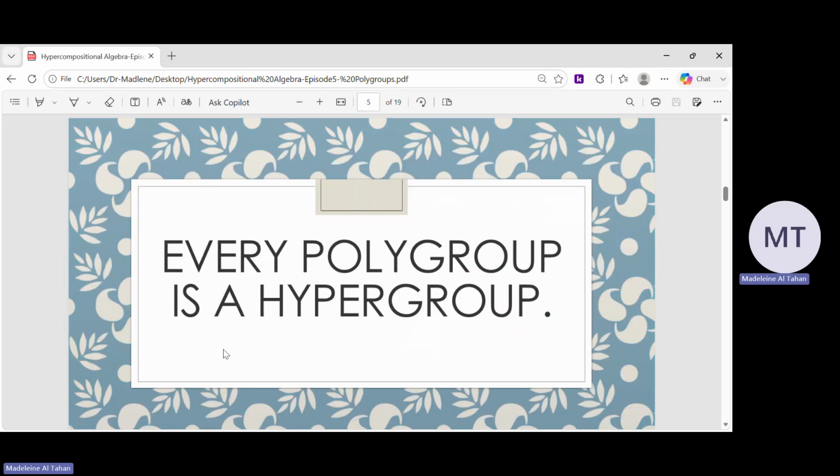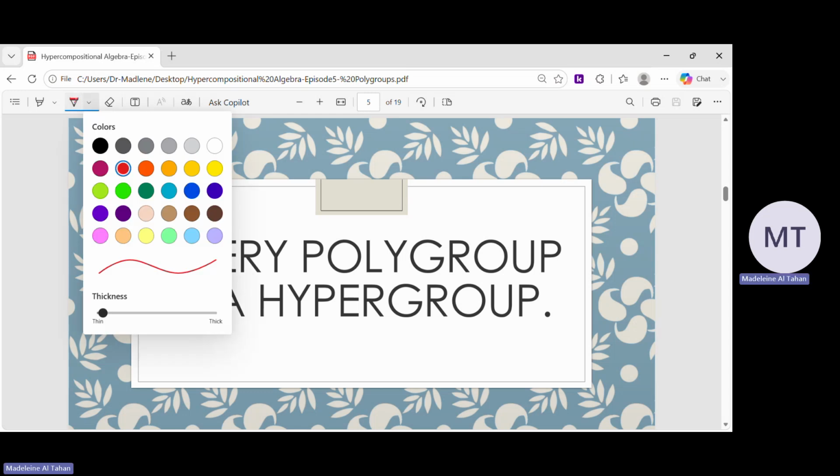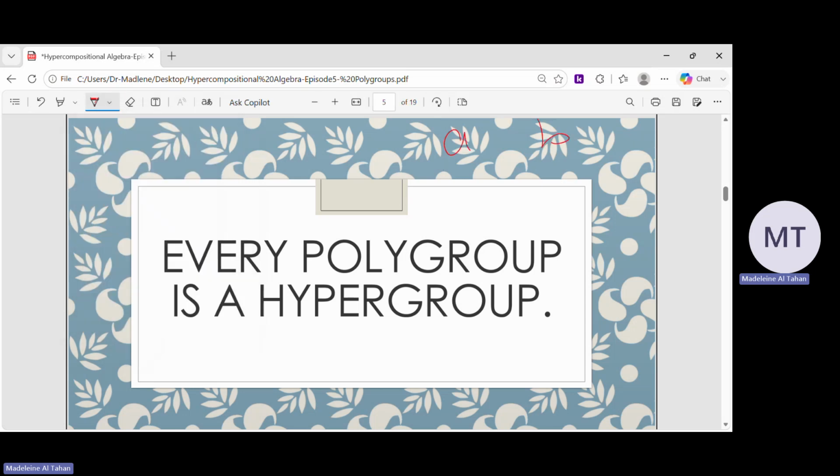Now, what do you think about the converse? Do you still remember the bisect hypergroup? What do you think? Is it a polygroup? So let's construct it. A, B. Here we have AB, here we have A, here we have AB, here we have AB.